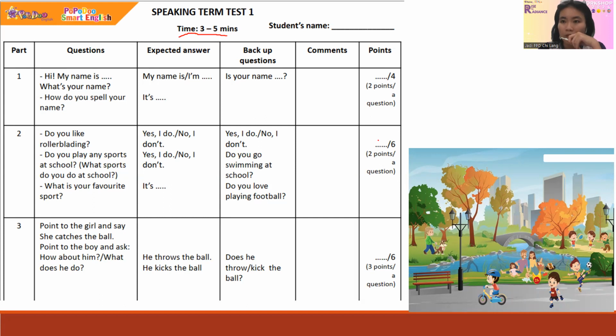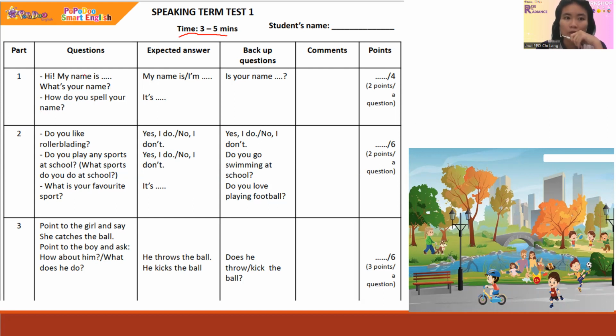Now, when you receive them, you have to go through them to make sure that you get familiar with the form of the test. Now, here are the ways that you conduct a speaking test for students. The first part is the introduction part.